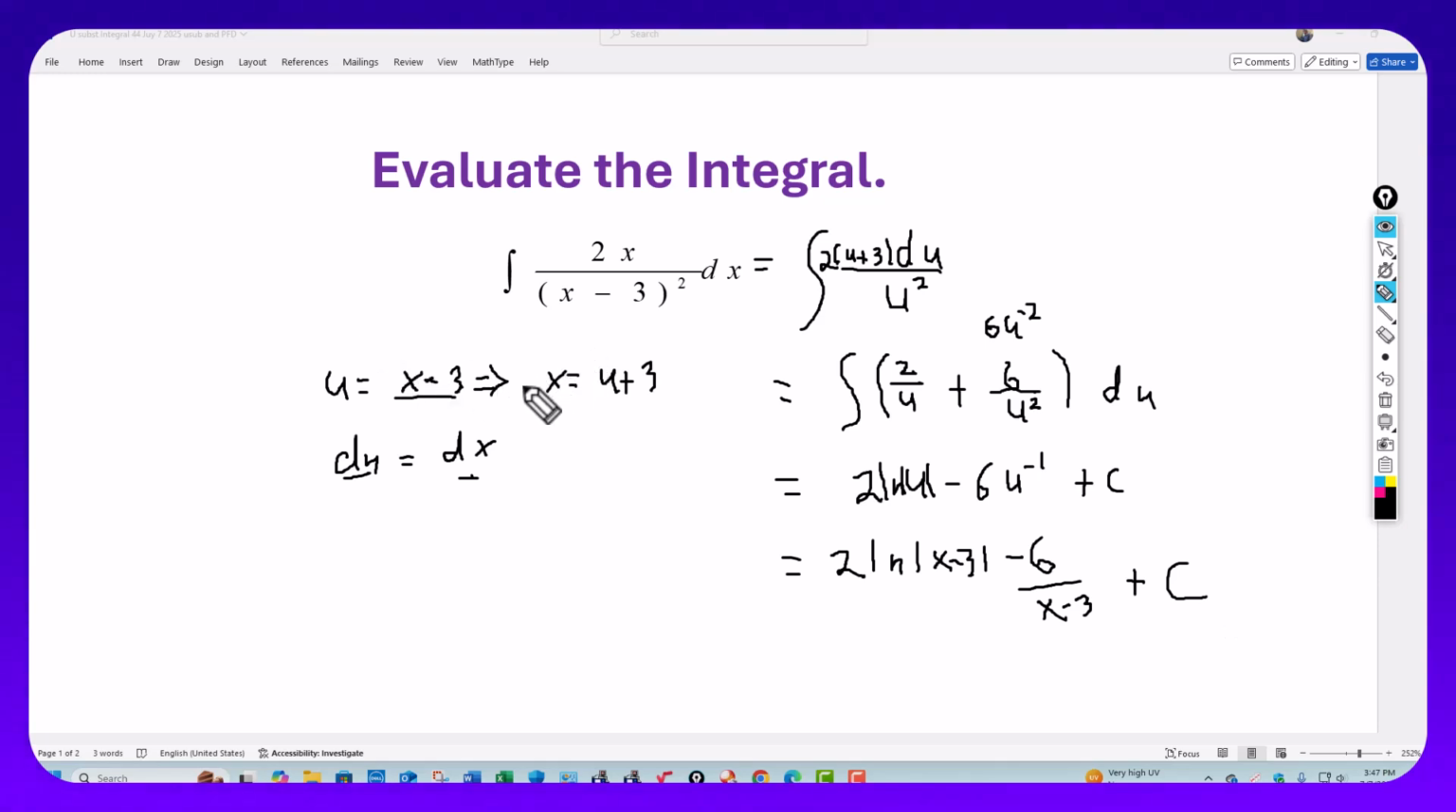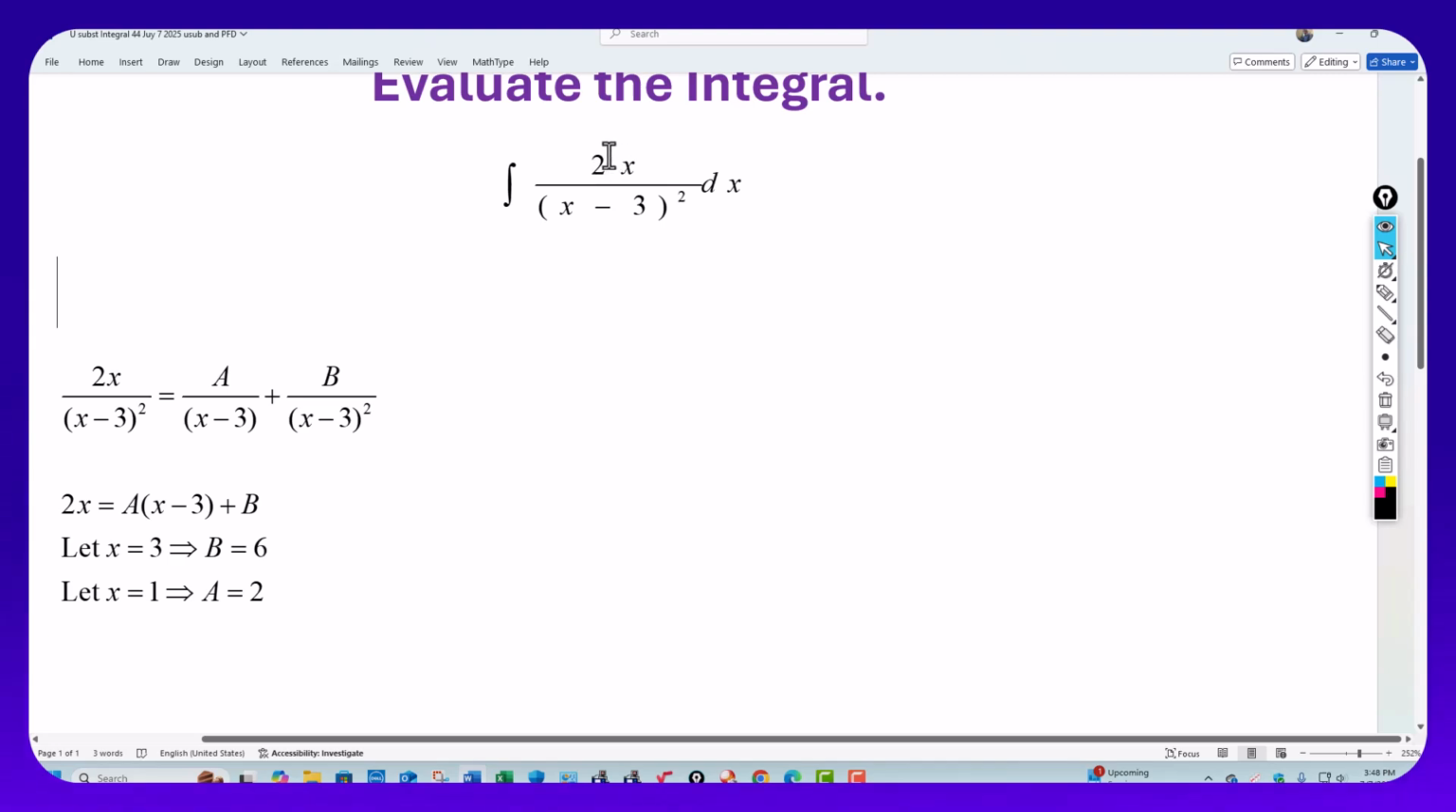So using the u-substitution here, we get a final answer of 2 natural log of absolute x minus 3, minus 6 over x minus 3, plus the constant of integration. So that's the answer using the u-substitution. But like I said, the partial fraction decomposition will also work.